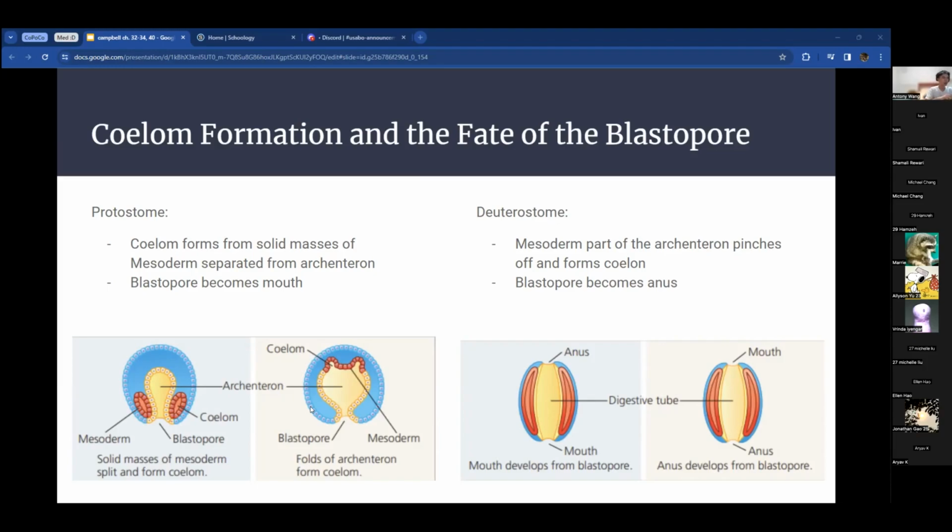Deuterostome, on the other hand, wait. Oh no, you're right. I got confused. Deuterostome, on the other hand, means second hole, second mouth, and that means that the blastopore will become the anus, and then when the canal pokes out through the other end, the second hole that forms will become the mouth.